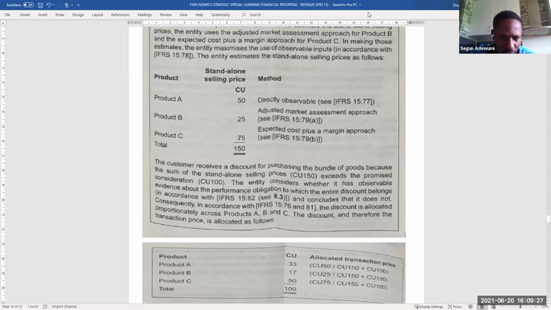The entity considers whether it has observable evidence about the performance obligation to which the entire discount belongs in accordance with IFRS 15, paragraph 82, and concludes that it does not. Consequently, in accordance with IFRS 15, paragraphs 76 and 81, the discount is allocated proportionately across products A, B, and C. The discount and therefore the transaction price is allocated as follows.